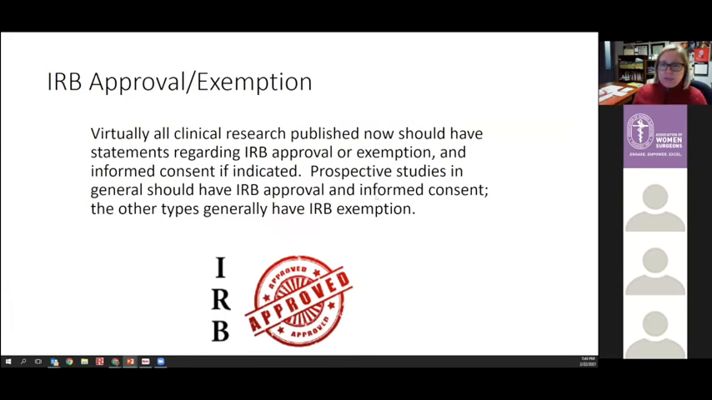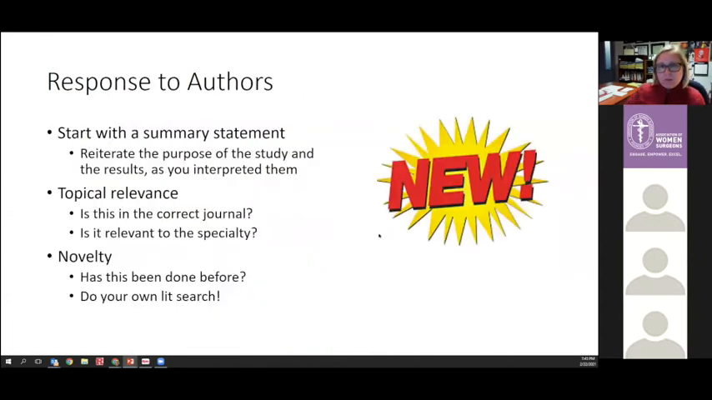So as has been mentioned, the first thing on the checklist is, was this research done in an appropriate way, and was IRB approval or exemption done, and was it stated properly in the study, because that's really important. And we want to make sure that we're maintaining high standards of human subjects protections. So let's start first with the response to the author.